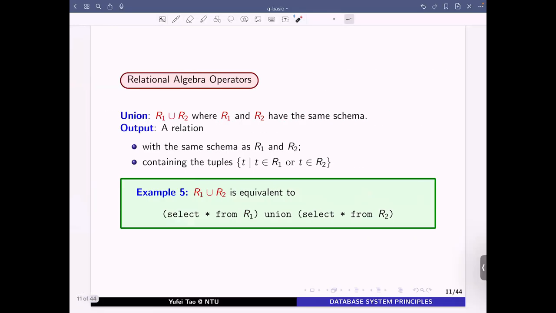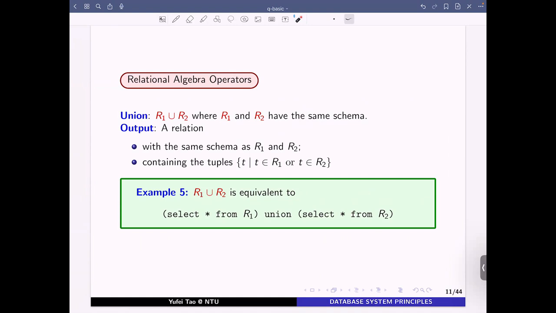Now moving on, here we have union. So for union, you have two relations, R1 and R2. It's very, very important to remember that these two relations need to have exactly the same schema. Remember, the schema is basically the set of attributes inside a relation, right? So they need to have exactly the same set of attributes.